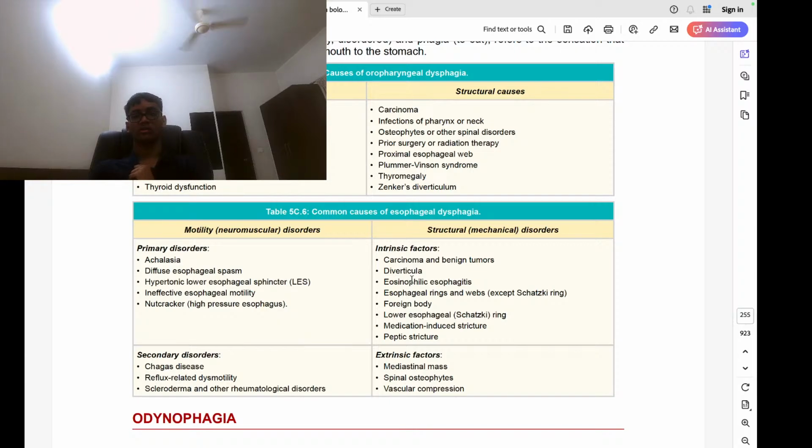Primary motility disorders: achalasia, diffuse esophageal spasm, hypertonic lower esophageal sphincter, ineffective esophageal motility, and high pressure esophagus. Secondary disorders: reflux-related motility, scleroderma, and other rheumatological diseases. Structural mechanical disorders, you have intrinsic factors like carcinoma, diverticula, eosinophilic esophagitis, esophageal rings, lower esophageal Schatzky ring.